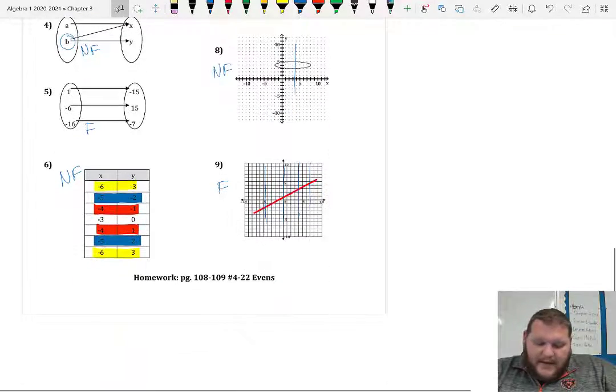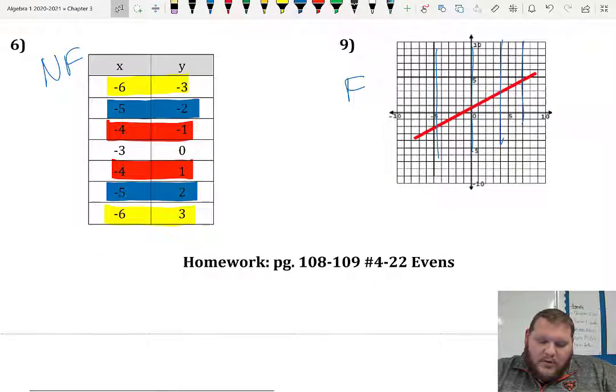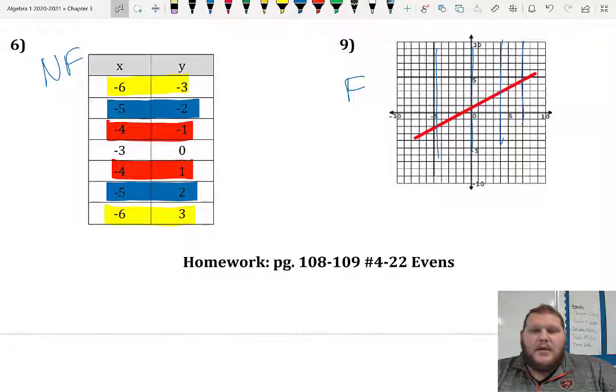So that's all I got for you guys today. Homework is on pages 108 and 109. You guys are doing 4 through 22, just the evens. So now that we're done watching the video, go ahead and get started on that for the rest of the class period. If and when you guys have questions, you can feel free to shoot me an email.